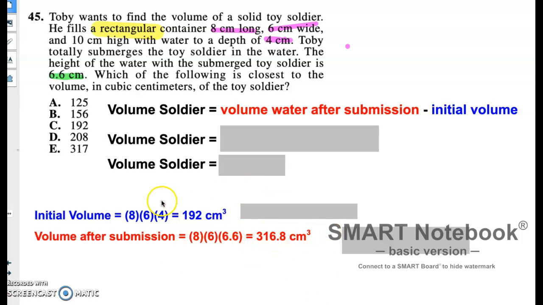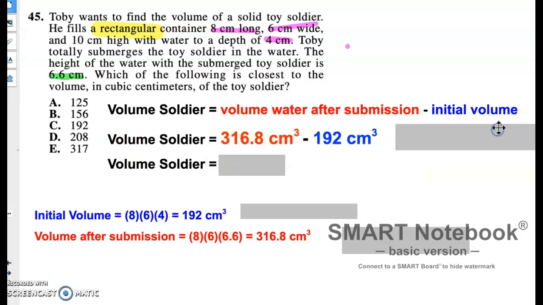Then we're just going to take both of those answers and substitute them back into our original equation here. So the volume of the soldier is 316.8 centimeters cubed, which is the volume at the end, minus our initial volume, which was 192 centimeters cubed. When you subtract this, you get that the volume of the soldier is 124.8 centimeters cubed.